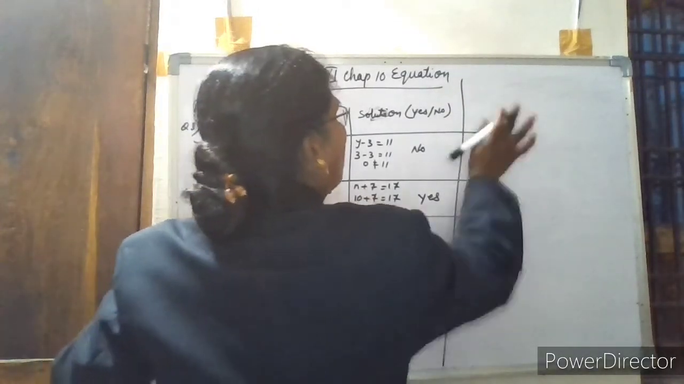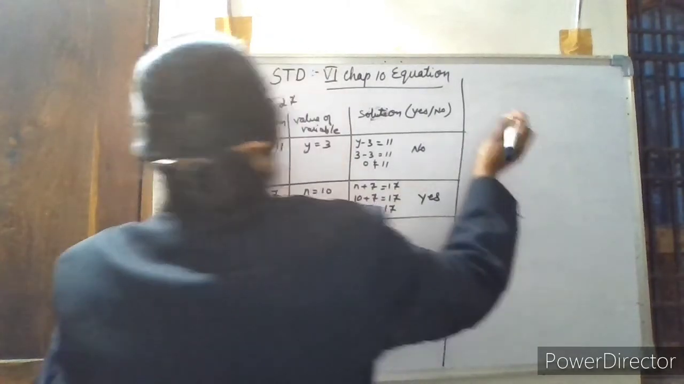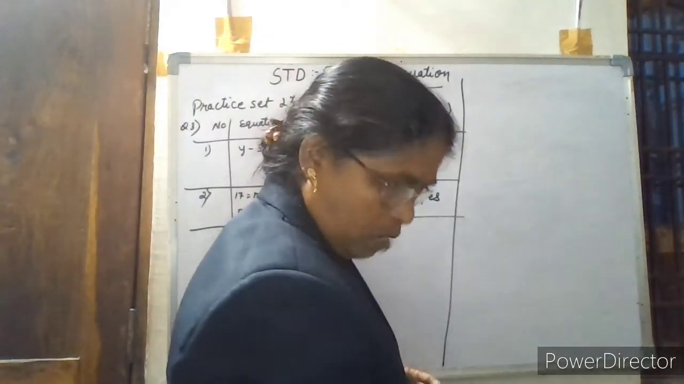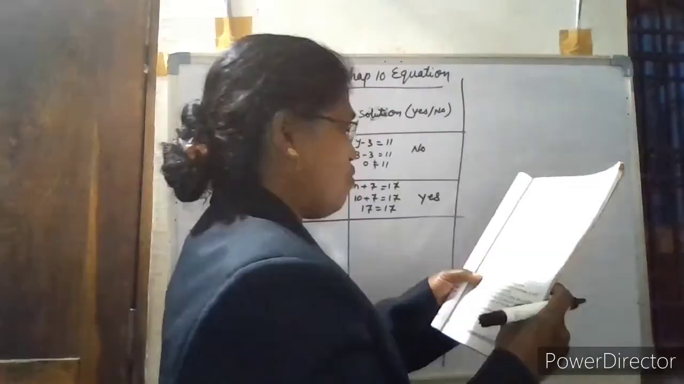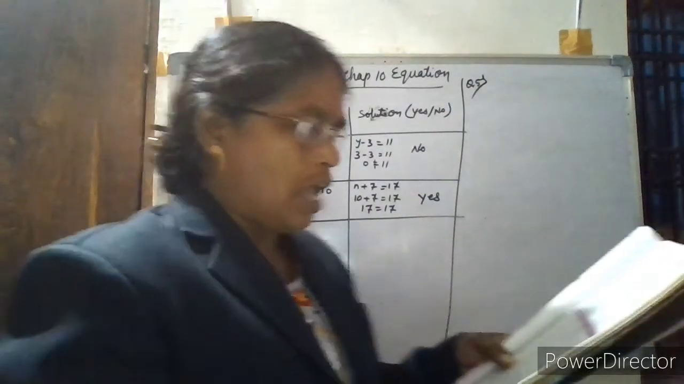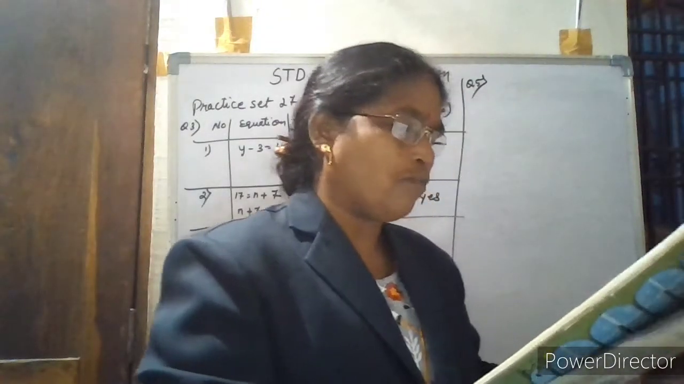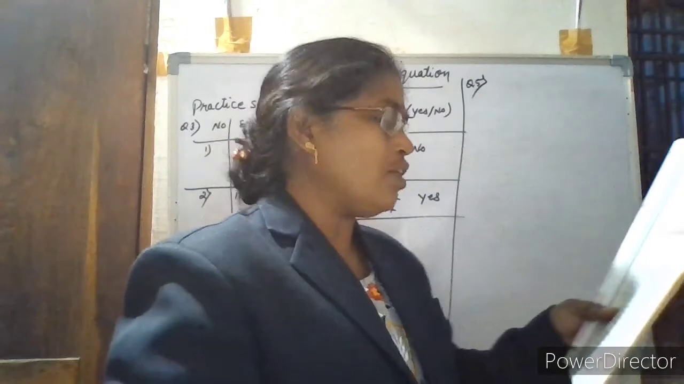Now we go to the next question. Question number 4 is your homework. Question number 5: Write the given information as an equation and find its solution. So I will read the question.